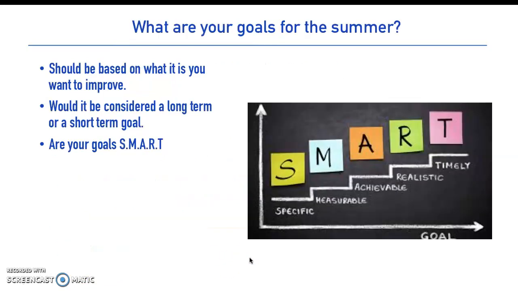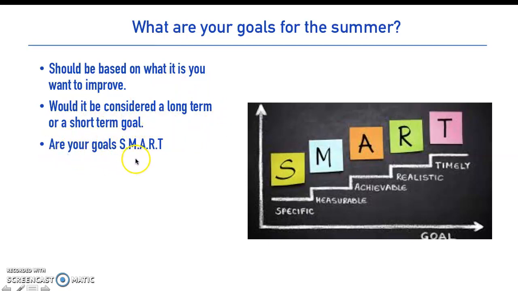So question for today, what are your goals for the summer? Normally when it comes to your sporting goals, it needs to be what you want to improve. That's what it needs to be based on. What do you want to improve for your sport? Now I wanted you guys to think, would it be considered a long-term or a short-term goal? Are you trying to improve something long-term, or are you trying to improve something short-term?